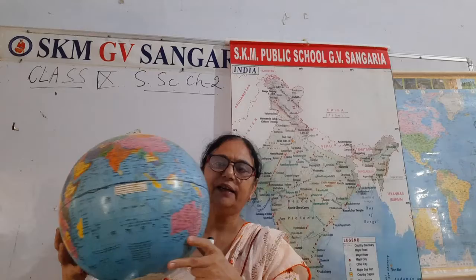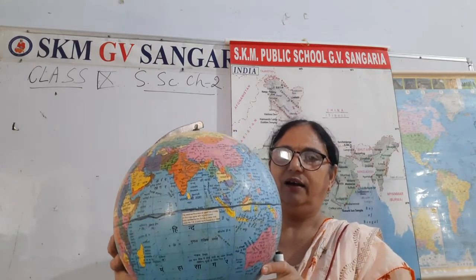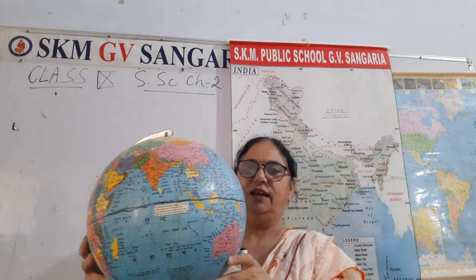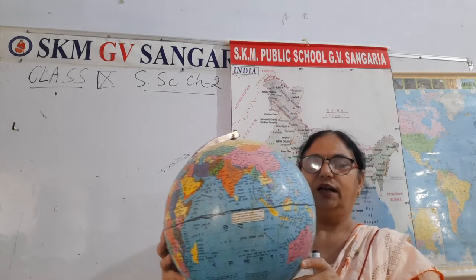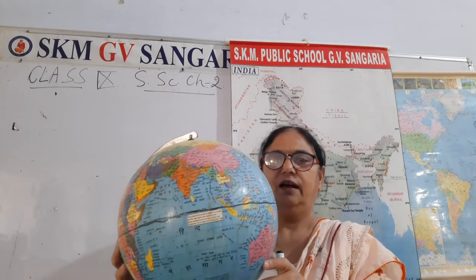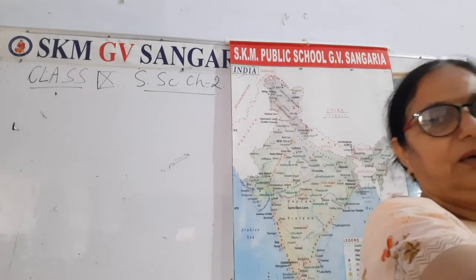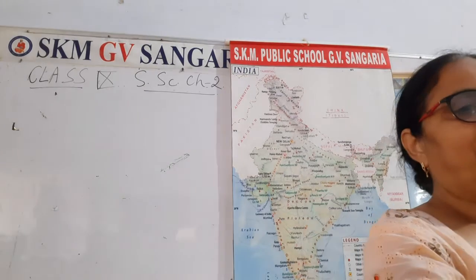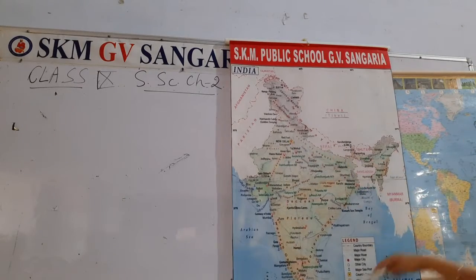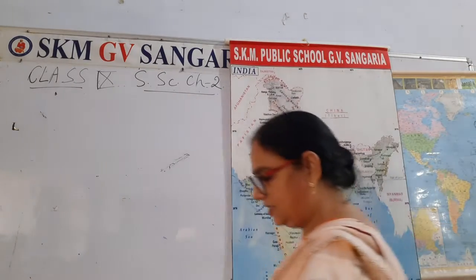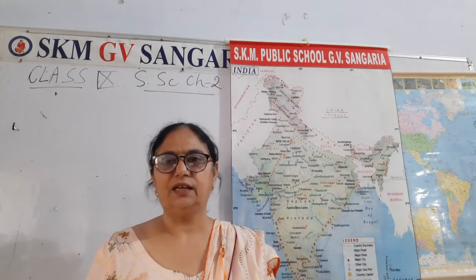And you may easily identify in which hemisphere India lies. Where does India lie? It lies in the northern hemisphere. So you have to keep in mind every time the location of India on the globe. Now I have taken India from the globe to here. You may also recognize that it is India.